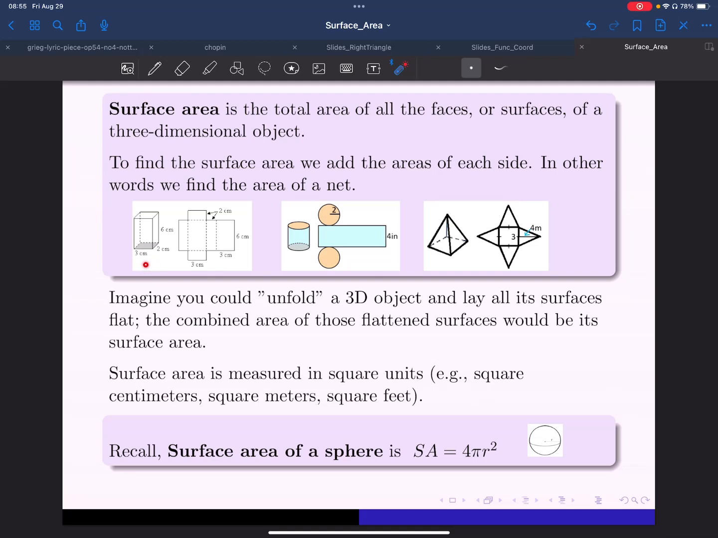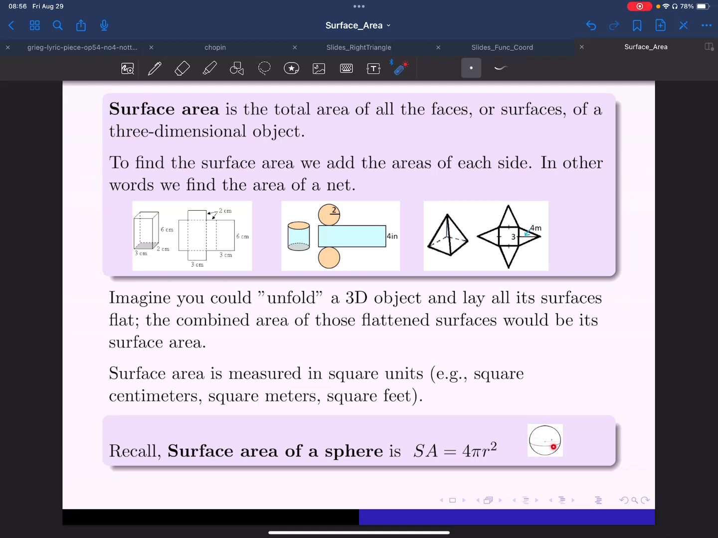For example, for this rectangular box, if we cut it out, we're gonna have all the areas around. So imagine you could unfold a three-dimensional object and lay all its surfaces flat. The combined area of all those flattened surfaces would be its surface area. Surface area is measured in square units, for example, square centimeters, square meters, square feet. The only difference is for surface area of the sphere, it's a separate formula.